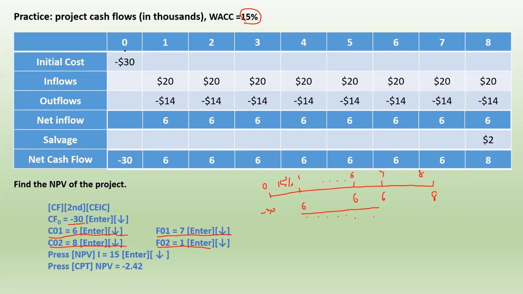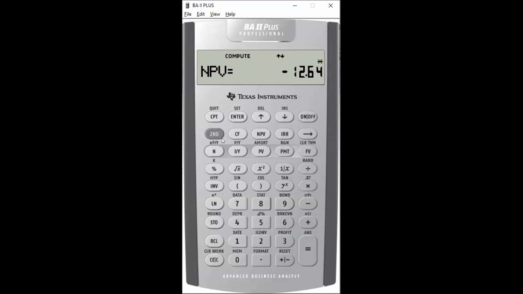And then we can find out the NPV here. So I will use the financial calculator to calculate it again. So again, we press CF and clear all the previous work. CF0 is -30. C01 is 6. So this is the first cash flow sequence. There's a 7, one followed by another. And the second cash flow is $8. We only have one $8, so we leave F02 as 1. And then we press NPV, the interest rate is 15, and we calculate the NPV here.